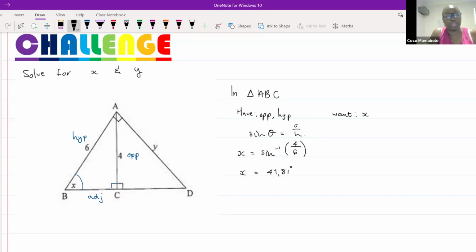41,81 degrees. Beautiful. Good. And then as soon as we have something, we don't want to just leave it lying out of nowhere. We're going to take the answer we've been given and put it on our drawing. So now we can see exactly what we have. Great. We've now solved for x. Beautiful. How are we going to solve for y? I know that I could use this triangle. Is that going to help me? Using triangle ACD, is that going to help me?